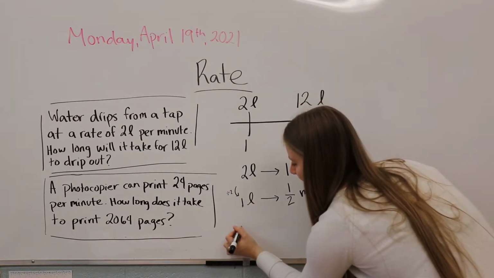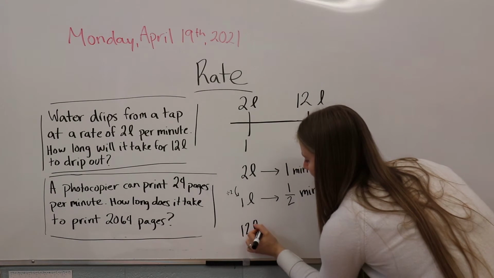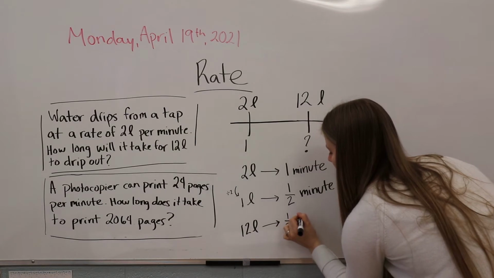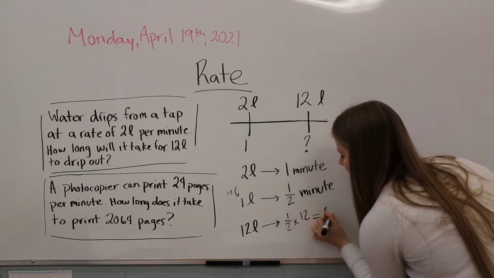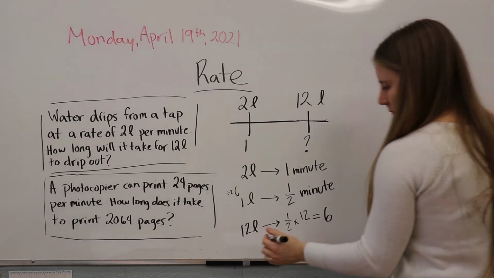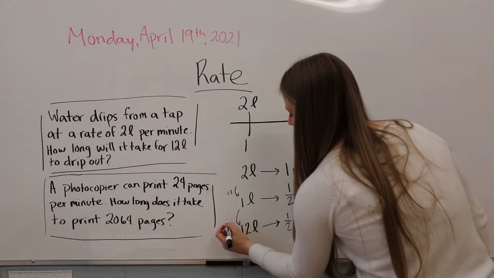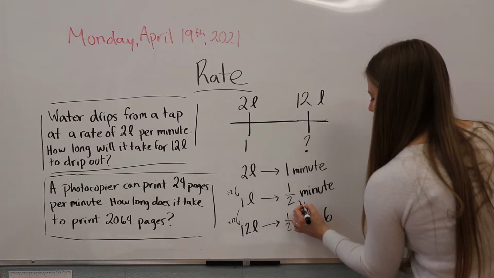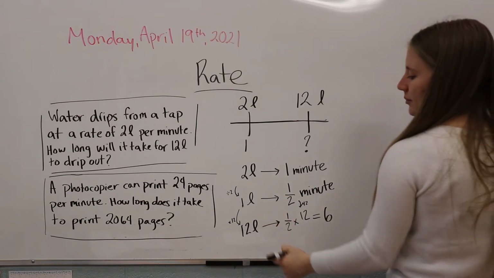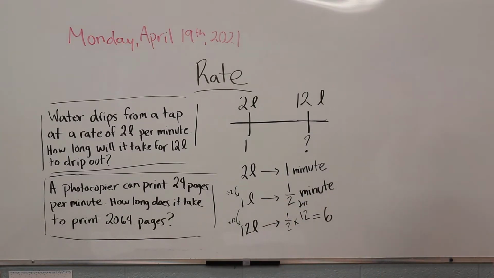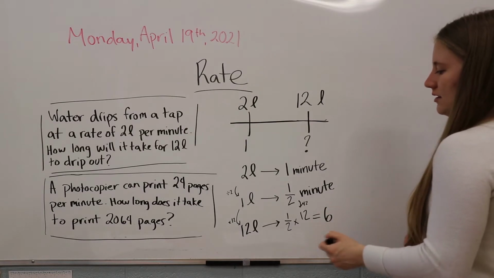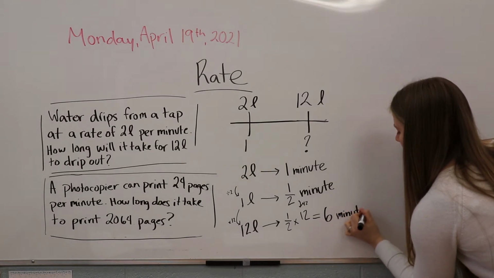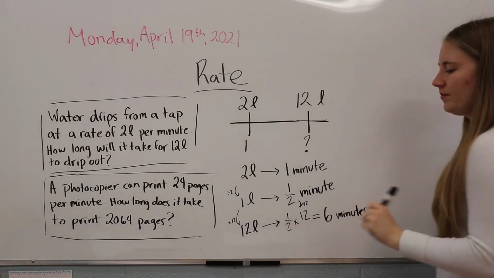Okay? So this way we divided. And now that we have that, we can go to 12 liters. Okay? And to find 12 liters, we know that we have to multiply by this. So we're going to go half times 12, which equals 6. Okay? And to get from here to here, we times it by 12. Okay? So you can again see the relationship of getting from each spot to each spot. So we know that it will take 6 minutes for 12 liters to drip out.